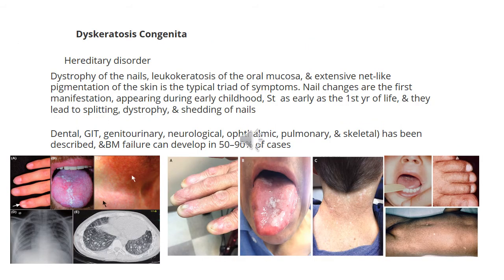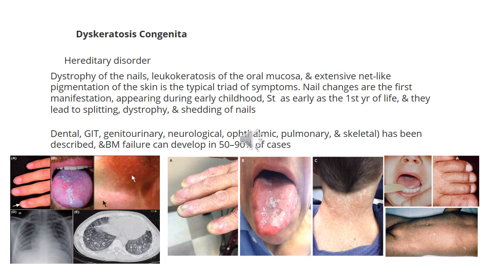Here, a condition called dyskeratosis congenita. This is a hereditary disorder. There is dystrophy of the nail with leukokeratosis of the oral mucosa, and extensive net-like pigmentation of the skin is a typical triad of symptoms. So oral mucosa leukokeratosis, extensive net-like pigmentation of the skin, and dystrophy of the nail. Nail changes are the first manifestation, appear during early childhood, and lead to splitting, dystrophy, and shedding of the nail, as you see here.